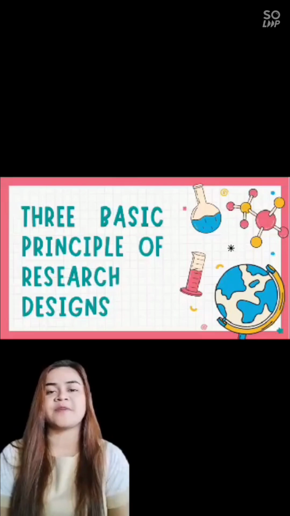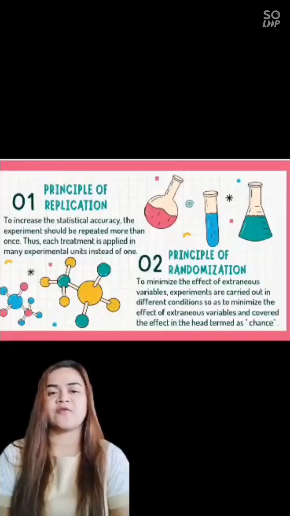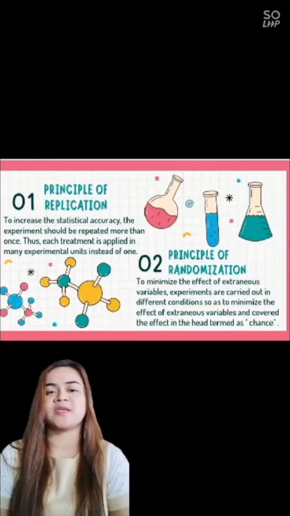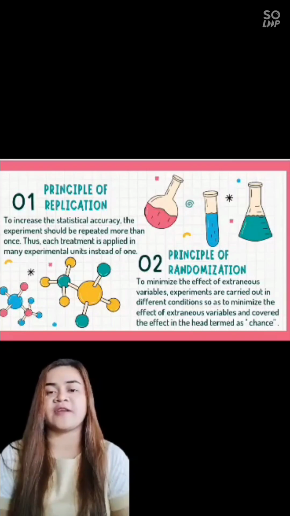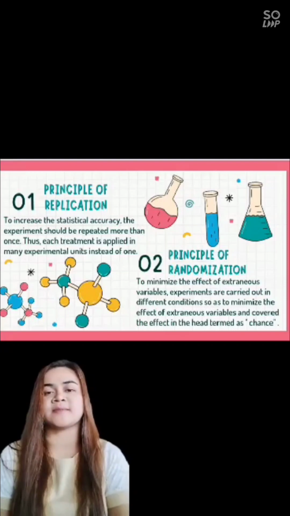There are three basic principles of research designs. First, the principle of replication. To increase statistical accuracy, the experiment should be repeated more than once. Thus, each treatment is applied in many experimental units instead of one. Second is the principle of randomization. To minimize the effect of extraneous variables, experiments are carried out in different conditions so as to minimize the effect of extraneous variables and cover the effect in the form of chance.